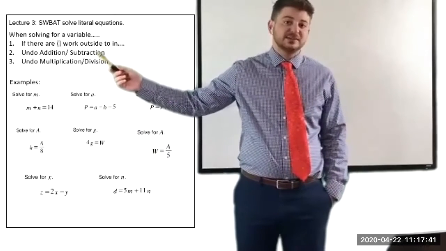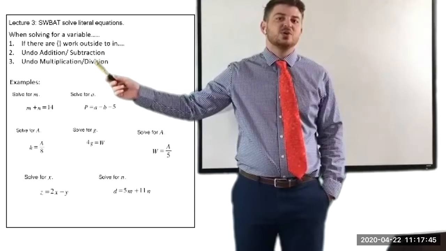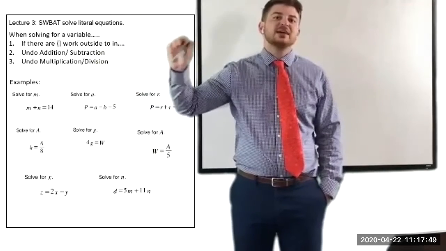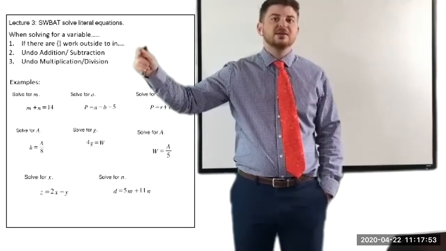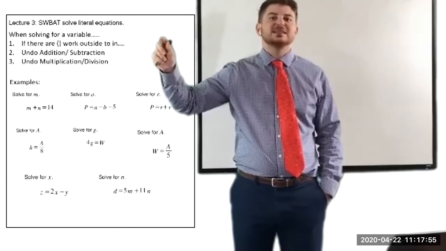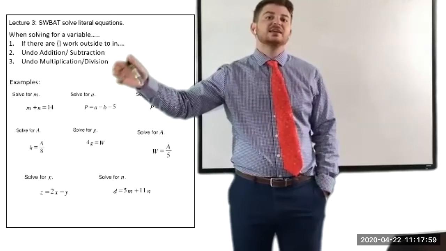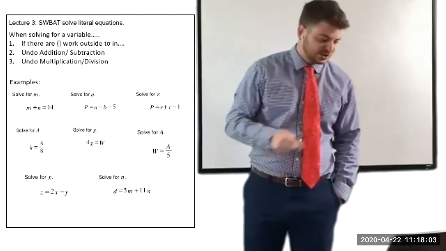If you have parentheses, first thing you have to remember is you work outside to in. So we get rid of any addition or subtraction outside the parentheses first, then we get rid of any multiplication or division outside the parentheses. And then after we get rid of the parentheses, then again, we start with addition on the inside of the parentheses and then finish off with multiplication or division on the inside of the parentheses. So let's go ahead and start.